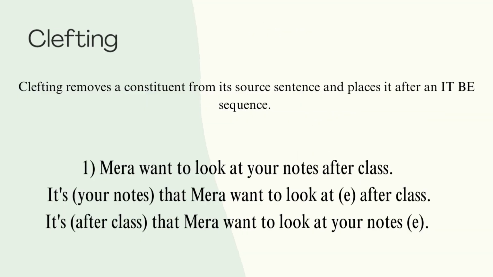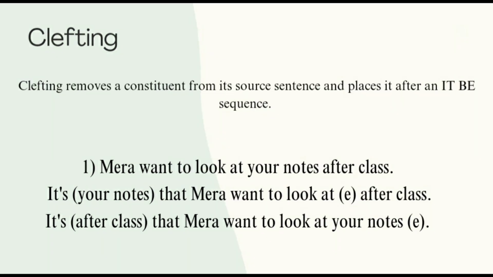Clefting is another type of movement test. Clefting removes a constituent from its source sentence and places it after an it-be sequence. So as you see in the example, Mira wants to look at your notes after class. So we're gonna change the sentence into it's your notes that Mira wants to look at after class, or it's after class that Mira wants to look at your notes.